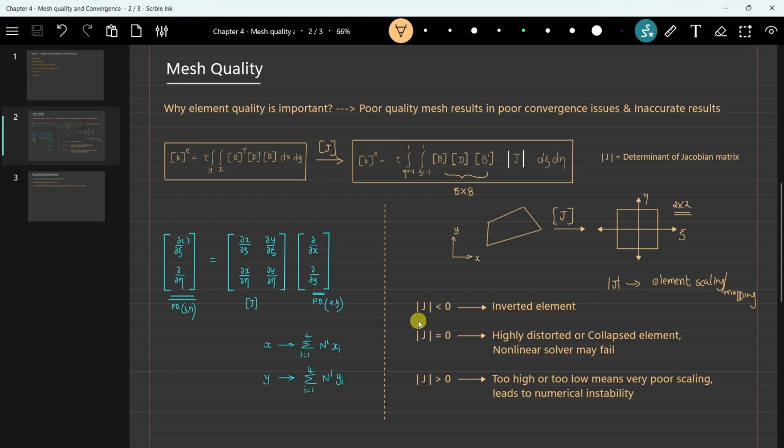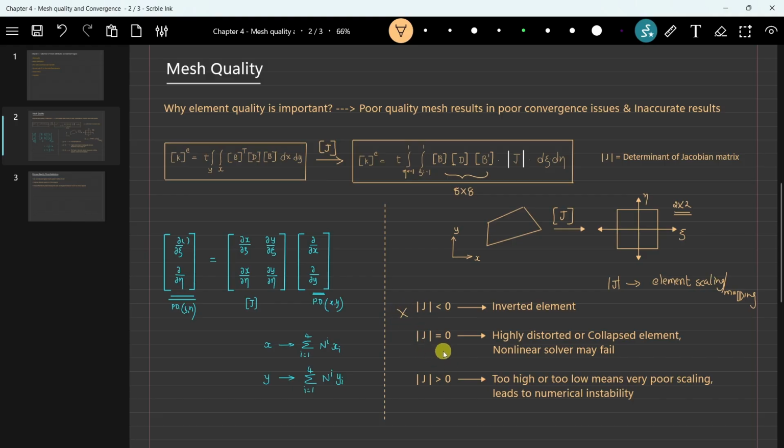So let's see, if the determinant of J is less than 0, that means the element is inverted. That means the area or volume of the element is basically flipped in the global coordinate system, and that is the reason the mapping becomes negative. This also leads to incorrect mapping. So J less than 0 is not acceptable.